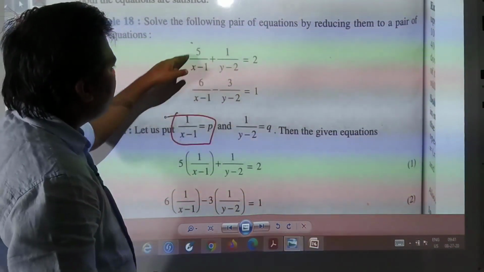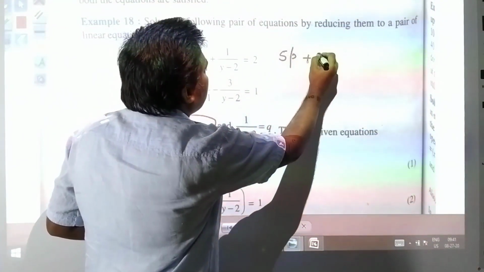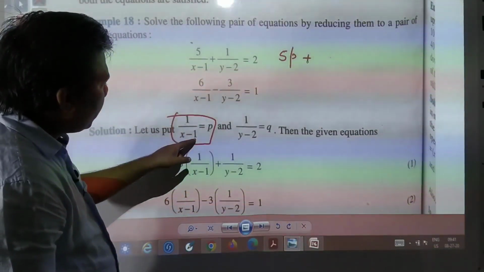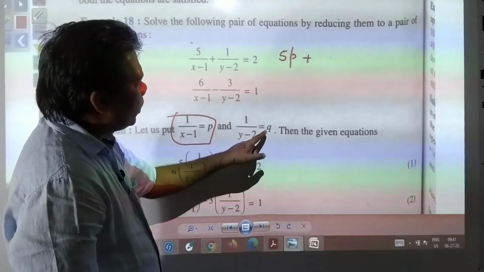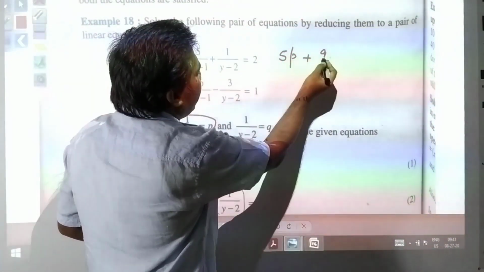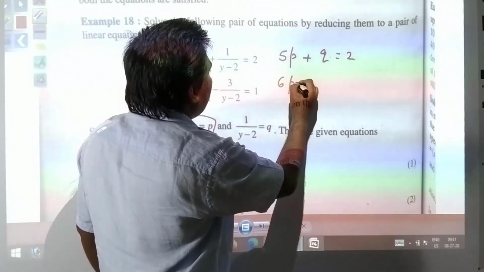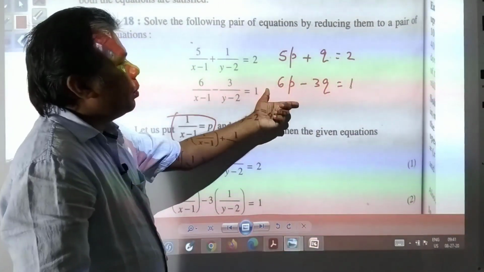So this equation will become 5p plus q is equal to 2, since 1 by x minus 1 is equal to p and 1 by y minus 2 is equal to q. And here you will have 6p minus 3q is equal to 1. Now this is required to be simplified.